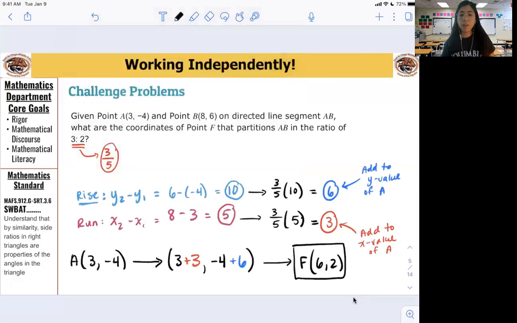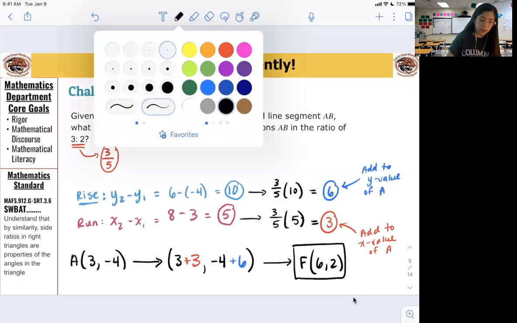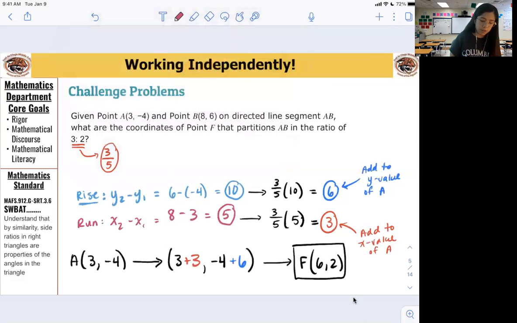So I know, because usually when we do rise over run, if you're finding the slope, then you would want to simplify it. That would be the right thing to do. But that's not what we're doing. All we're doing is taking those numbers that we get and adding them to the first point that we started from. So F is 6 comma 2.